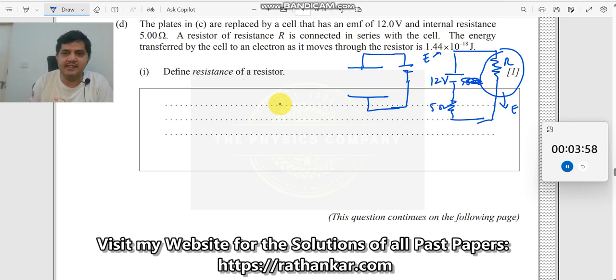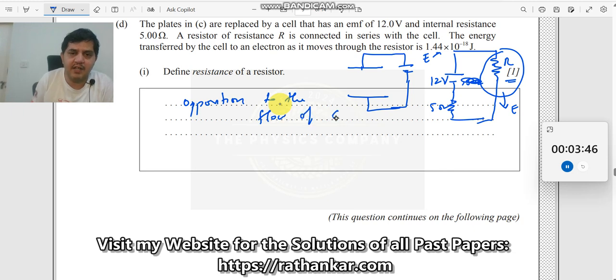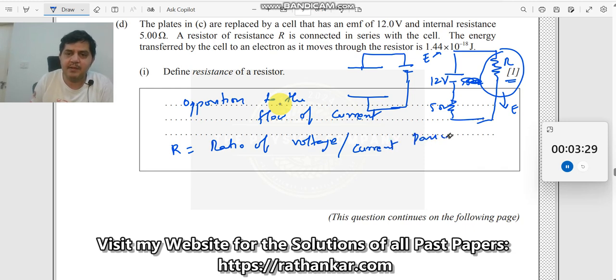Now define the resistance of a resistor. This is worth 1 mark. It offers opposition to the flow of current. You can define it like this. Or you can also define resistance as the ratio of applied voltage to the current passing through an element. You can mention it like this also.